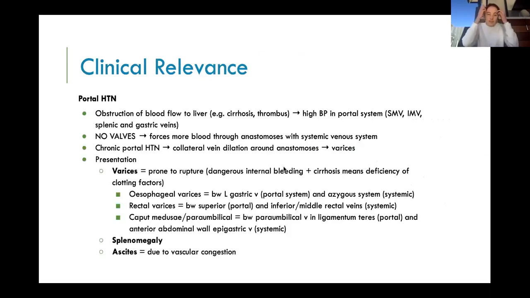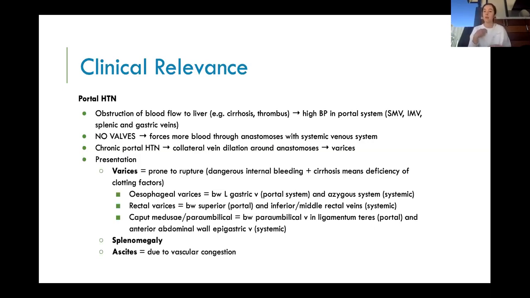So Izzy kind of already talked about this, but portal hypertension is kind of related to the liver blood supply. So when you get obstruction of the blood flow to the liver through either a clot or because of liver death, this can lead to a higher blood pressure in your portal system. And this forces blood back through these anastomoses where the portal venous system connects with the normal systemic venous system. And then these dilate and you get things called varices.